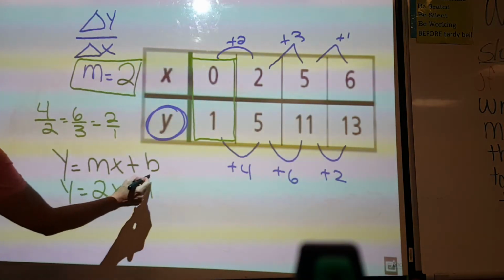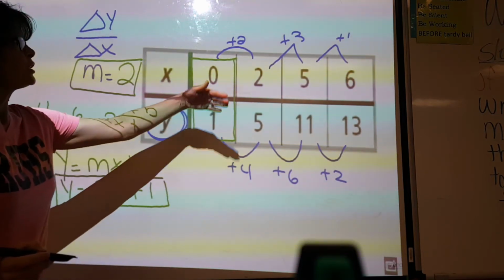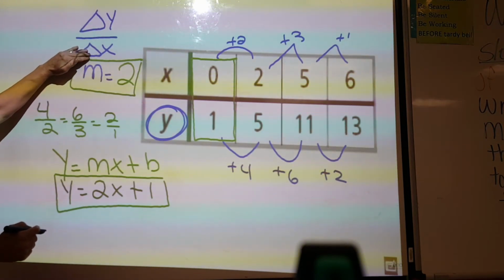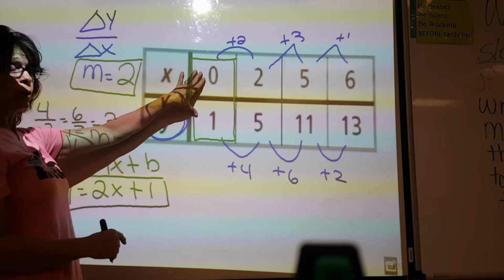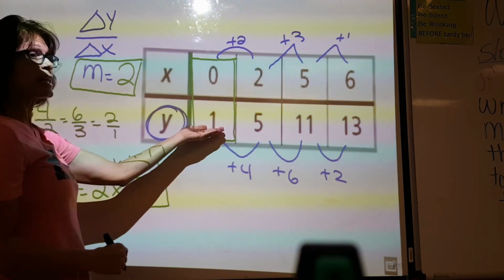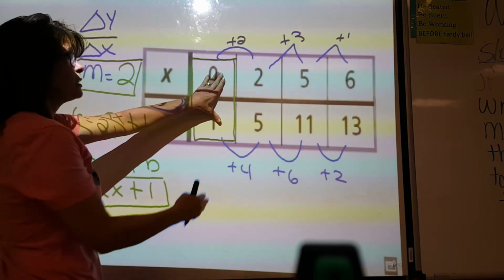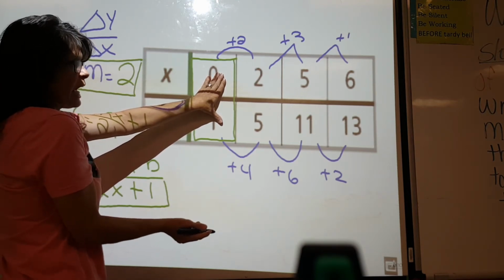And that's all we're doing, is we are finding a change and putting it over the other change, my change in y over my change in x. We are putting our 2 into our equation. We are looking at the table and seeing if there is an x of 0. If there is, that is my b. I simply write it down. If there is not, I could still find it. I just have to do a little math to make it happen.